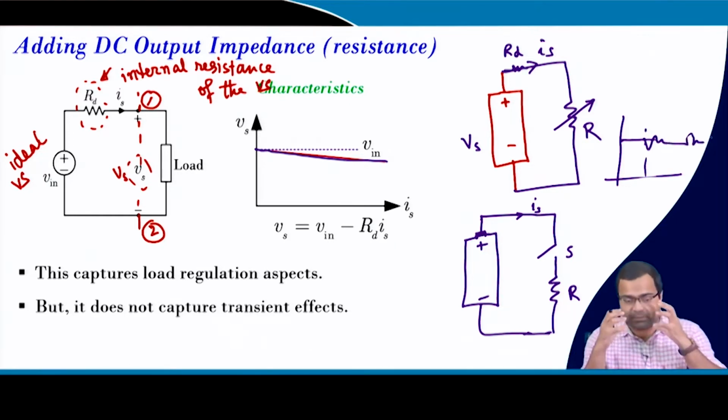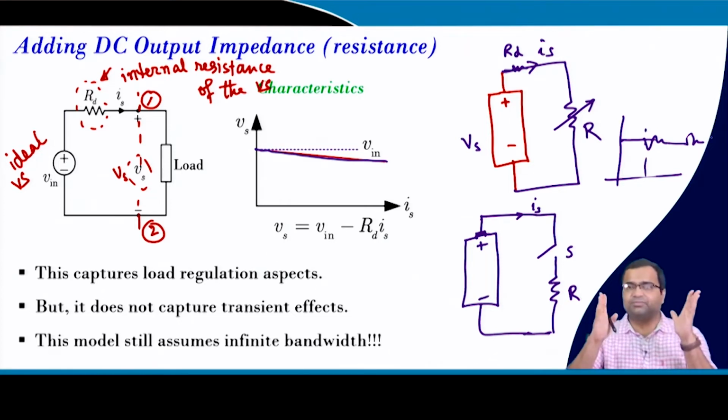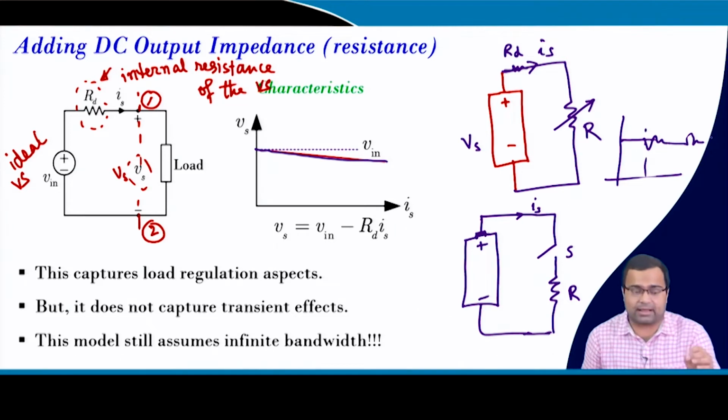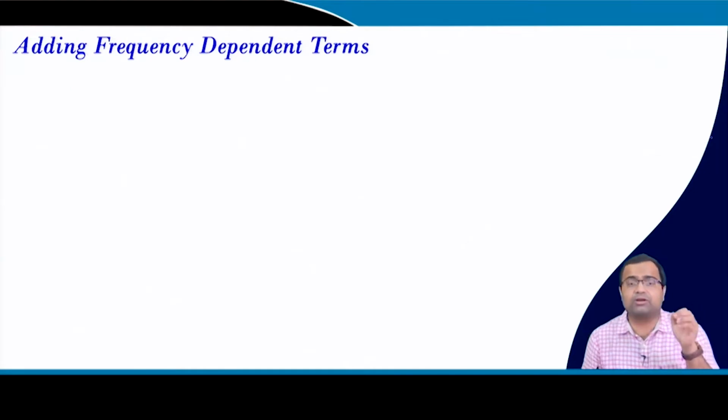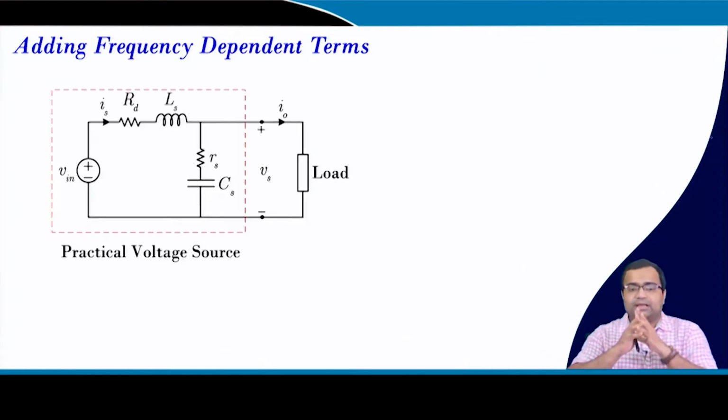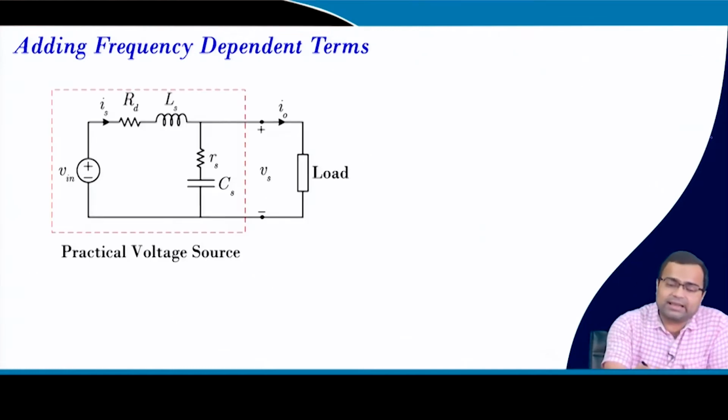So we will see some transient effect, but only adding resistance is not enough to capture this behavior, because every practical voltage source has finite output impedance as well as finite bandwidth. Okay? But this model captures what we learned, the basic practical voltage source. That model does not capture the bandwidth effect, as if it assumes an infinite bandwidth. Now we want to add a frequency dependent term. So we want to model a more realistic voltage source, and this can be modeled by introducing the effect of an LC circuit.